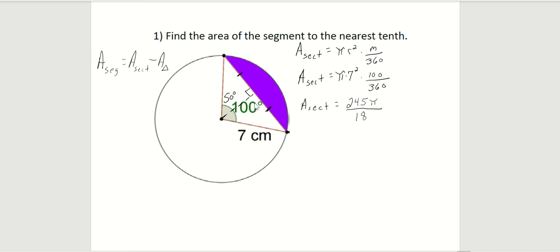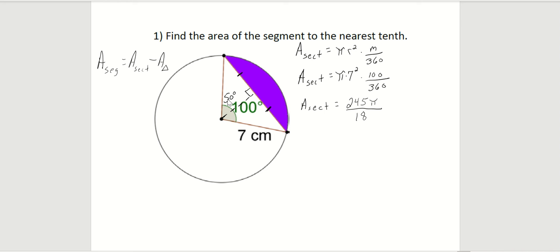Now, this altitude is going to bisect this vertex angle up here. Here's why. This leg is congruent to itself, the reflexive property. We have a 90-degree angle, right? I can draw in the perpendicular segment. And also the hypotenuse is 7, and it's congruent to that hypotenuse, which is 7. So we have two congruent triangles through hypotenuse leg. So we do have angle measures of 50 and 50.